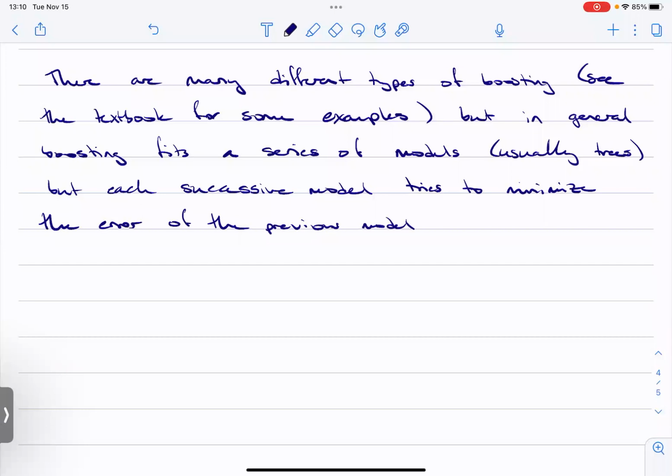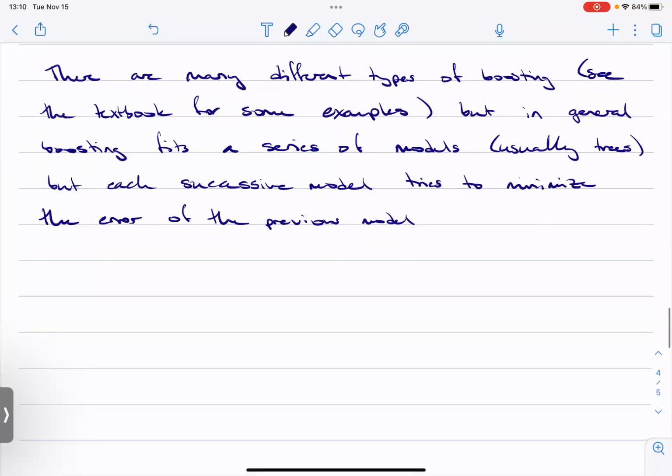Usually how it does it is it applies weights to the misclassified data, right? So it's trying to pick up on those that I misclassified. Who cares about the ones that I correctly classified? I'm going to keep correctly classifying them, but how do I pick out that misclassified data? So minimize the error of the previous model, usually, not always, by applying weights to the misclassified data.